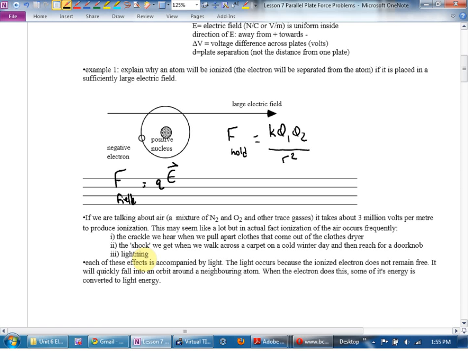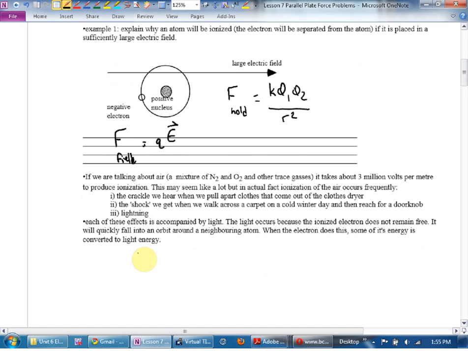Now, chemistry. Each of these effects is accompanied by light. That's what we actually call the spark. We notice it because of the light. The light occurs because the ionized electron doesn't remain free. It will quickly fall into orbit around a neighboring atom, and when it does this, it's going to lose some energy, and some of that energy is released as a photon. You don't need to know that part. That's just telling you why there's light when there's a spark. In Chem 12, you look at electron orbits and the fact that it gives off a photon, right?